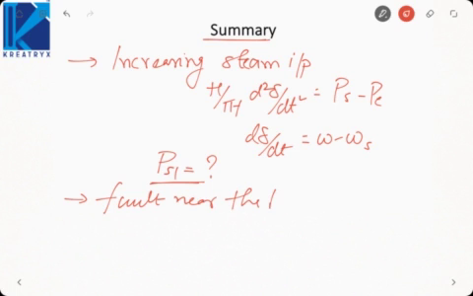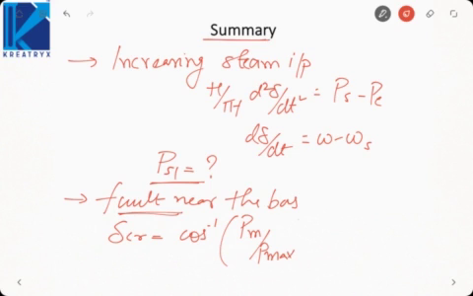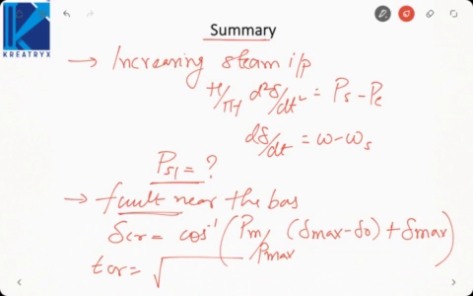Then we saw the case of fault near the bus. In that, what we tried to find was, first we saw oscillations, then we determined critical clearing angle, cos inverse of Pm by Pmax into delta max minus delta naught plus delta max. Okay, and we determined critical clearing time, that is square root of 2M by Ps naught into delta cr minus delta naught. Okay, so remember here angles are used in radians and these are critical clearing angle and time.